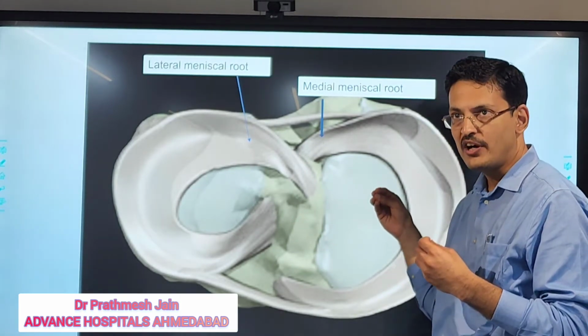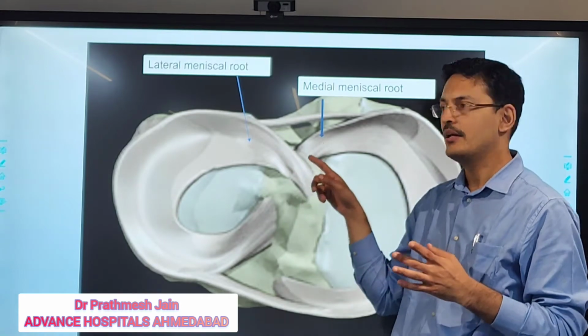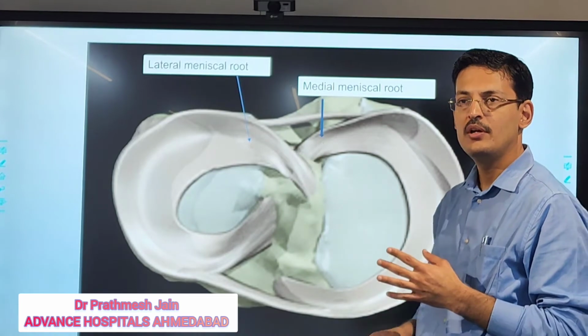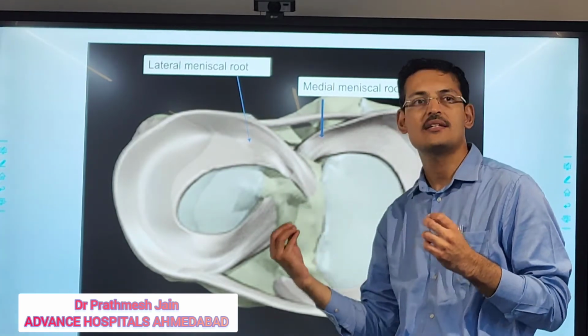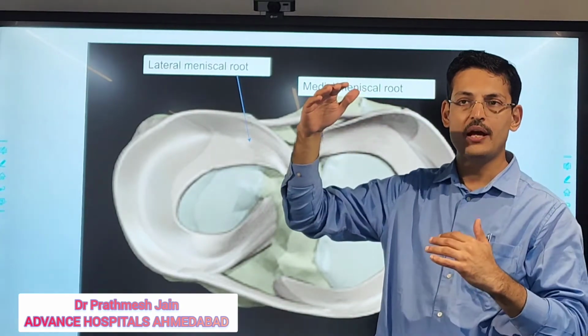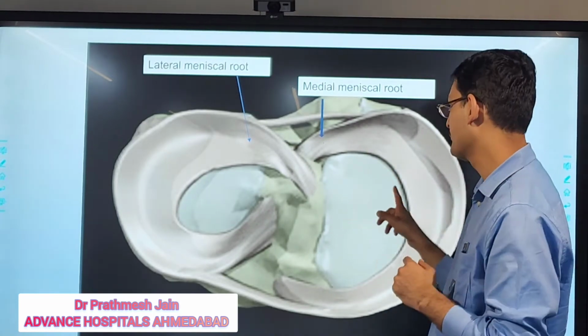The function of the meniscus per se will decrease after this sort of a radial tear in the posterior horn. So either a root tear or a radial tear in the posterior horn will have the effect that the meniscus is not working. So the patient will have a loading of the tibia on the femur, direct loading. So bone to bone loading will be there.